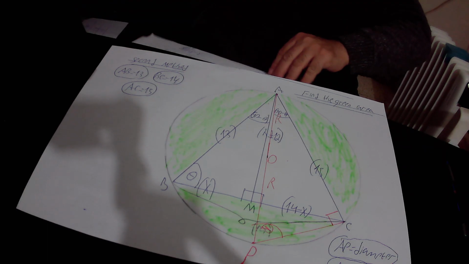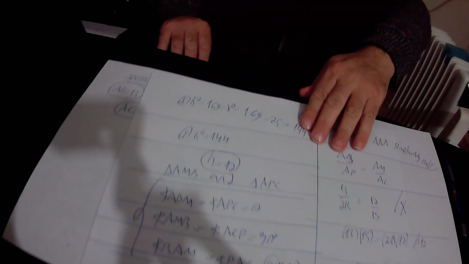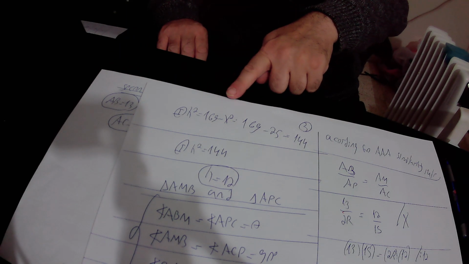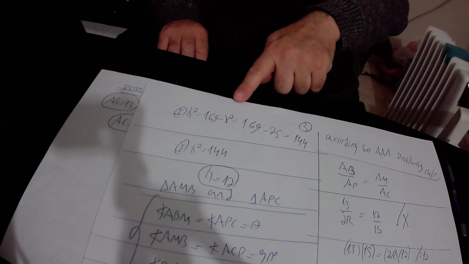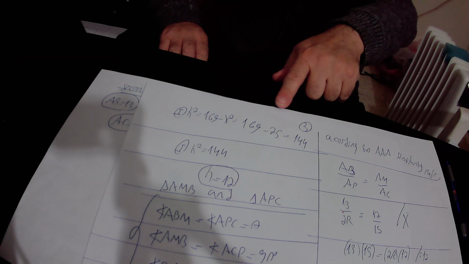And we have already found out that according to equation number 1, H squared equals 169 minus X squared. So H squared equals 169 minus X squared.